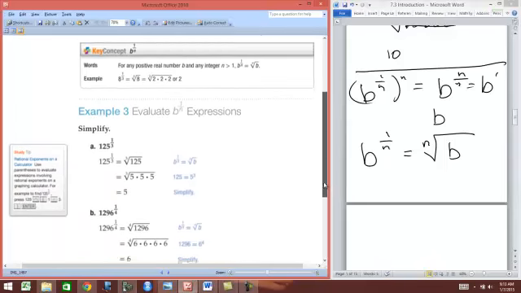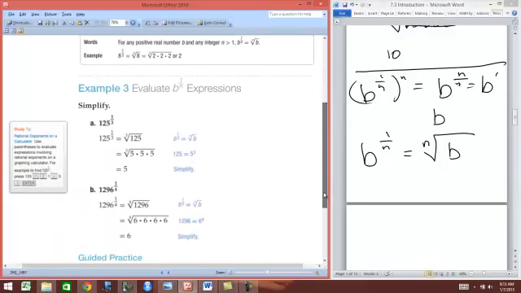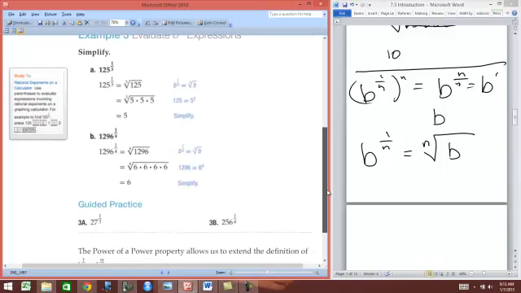All right, so here's some examples. 125 raised to the power of 1/3, okay? Which can be rewritten as the cube root of 125, which is going to be 5. Here's another 5 cubed. That's come up a million times.